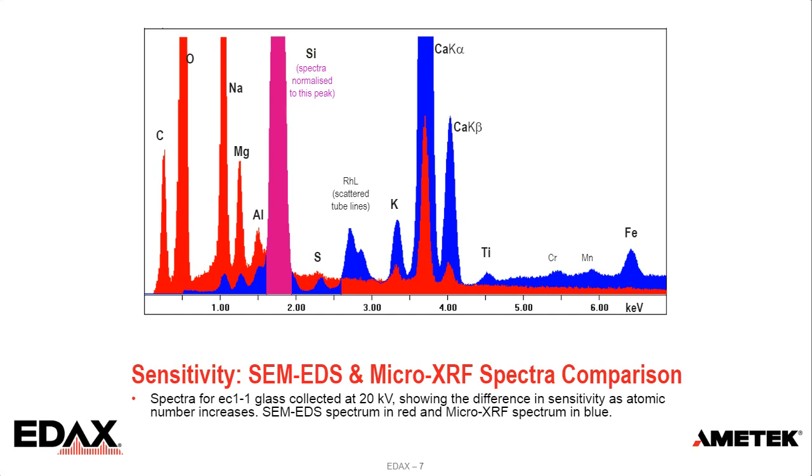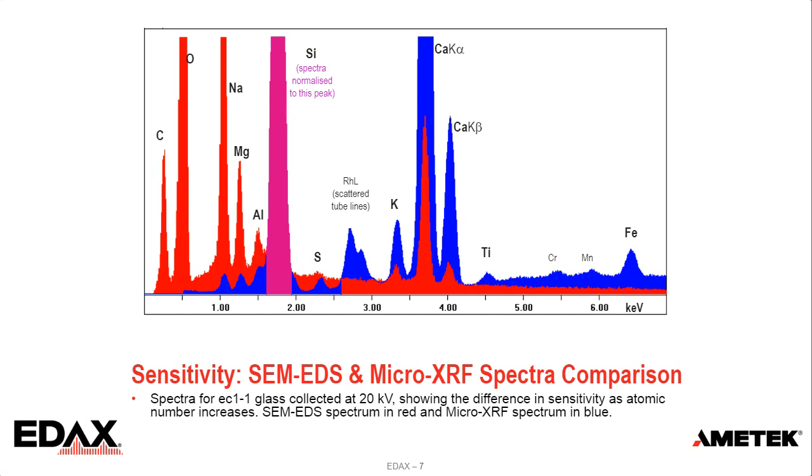And as we increase atomic number, we start to see chromium, manganese, and iron peaks in the XRF spectrum. We don't see those trace elements in the EDS spectrum. We can also see there is a rhodium L line. This rhodium L line is not from the sample. Actually, this is from the X-ray tube, because we use a rhodium X-ray tube to generate X-rays for the Micro-XRF.